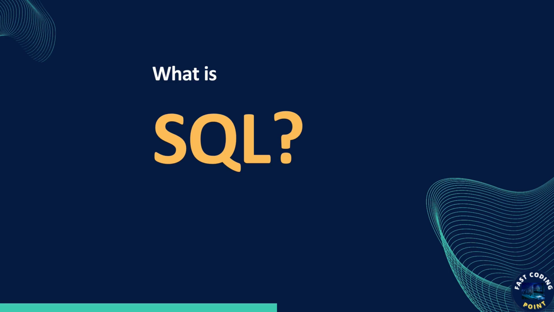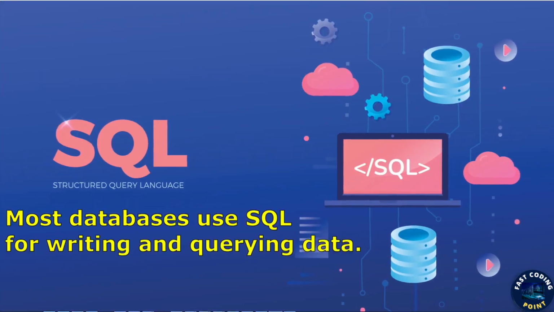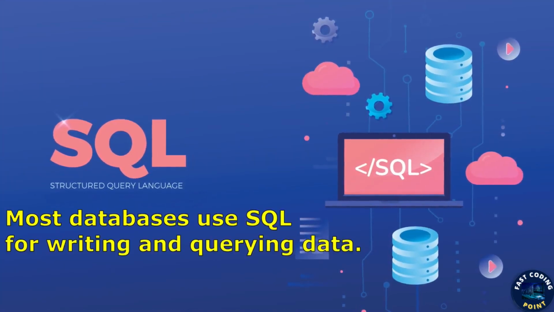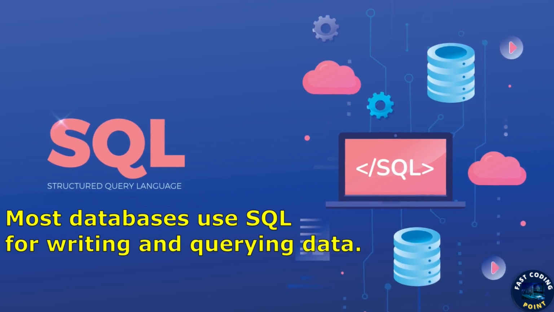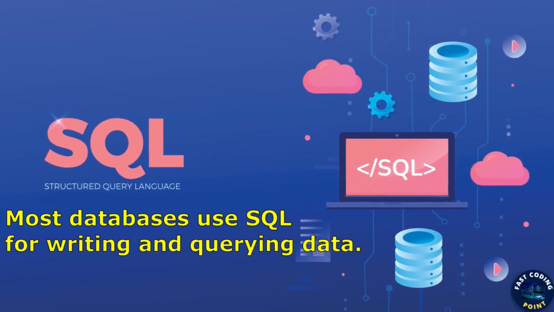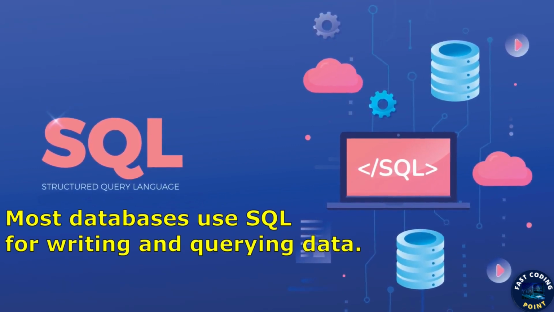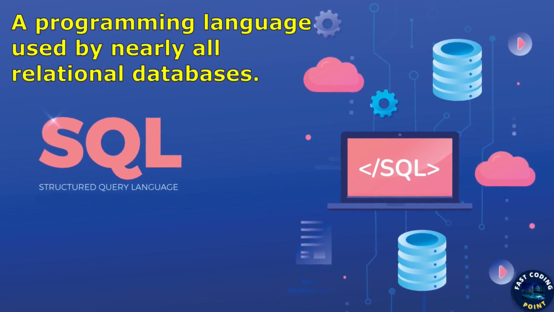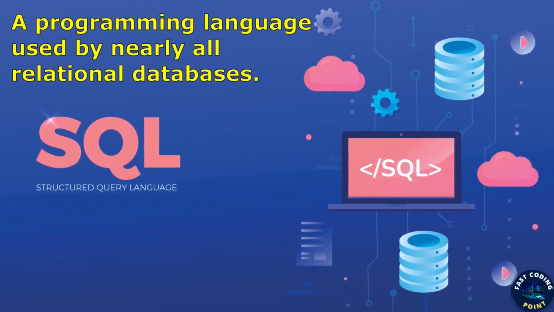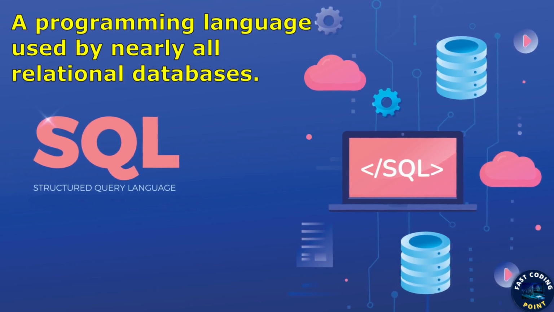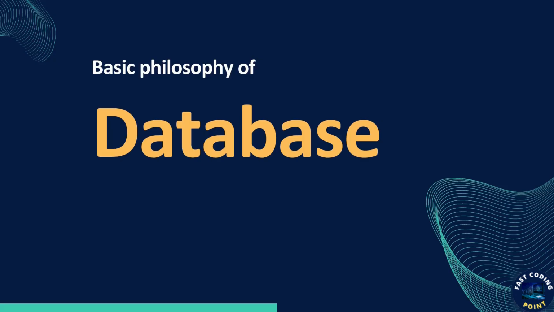A DBMS also facilitates oversight and control of databases, enabling a variety of administrative operations such as performance monitoring, tuning, and backup, data storage, backup recovery, reporting, multi-access control, and security. Strong database security is especially important today as data theft becomes more frequent. Now let's move on and see what SQL is. Most databases, or relational databases, use a structured query language, and this language is used for writing and querying data. SQL is basically a programming language used by nearly all relational databases to query, maintain, and define data and to provide access control.